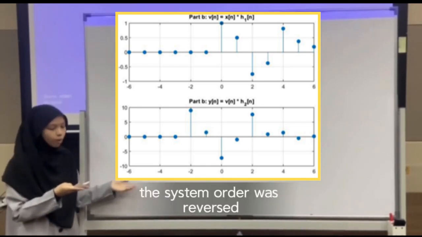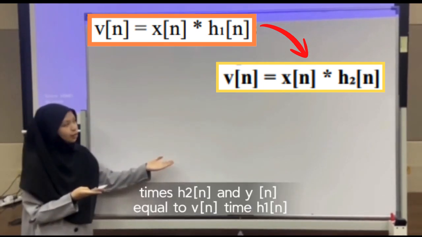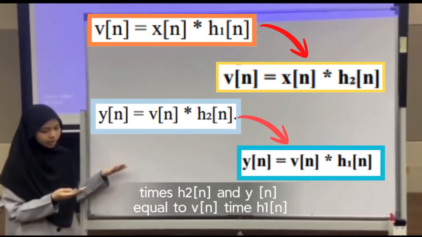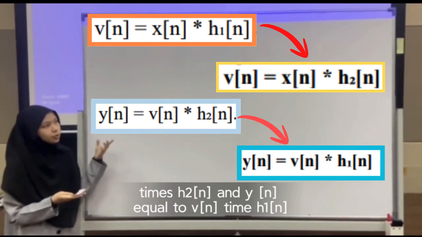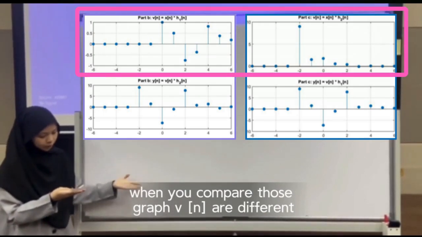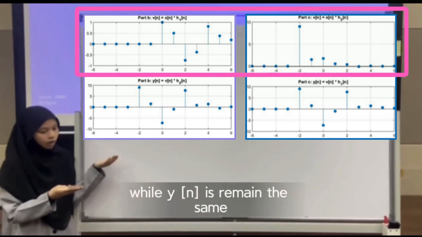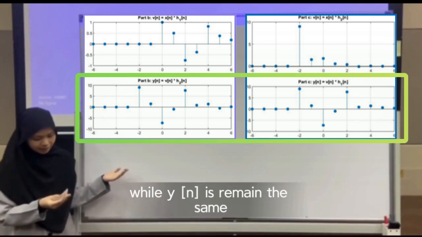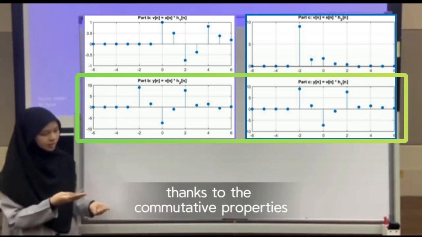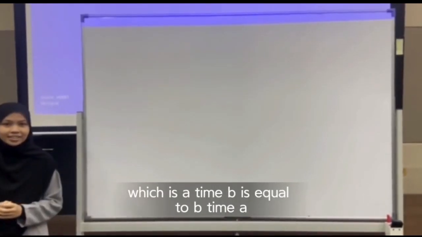The system order was reversed, which is b[n] equal to x[n] times h2[n] and y[n] equal to b[n] times h1[n]. When we compare those graphs, b[n] are different since they represent different halfway points through distinct filters, while y[n] does remain the same thanks to the commutative property, which is a times b is equal to b times a.